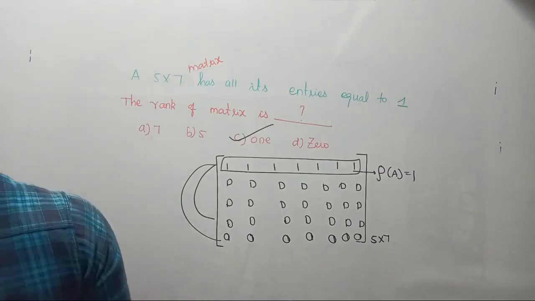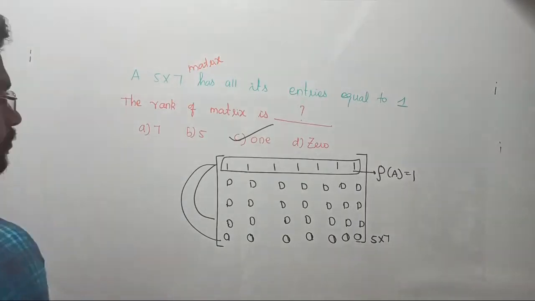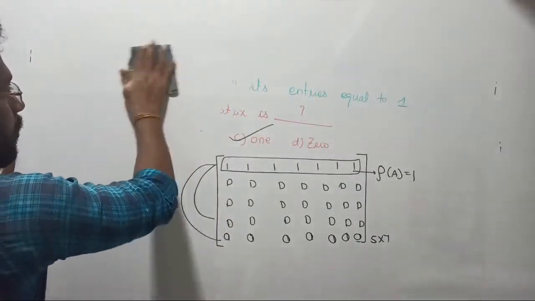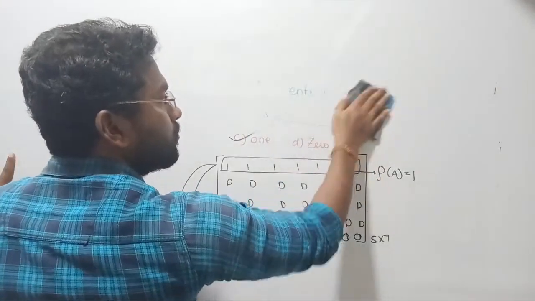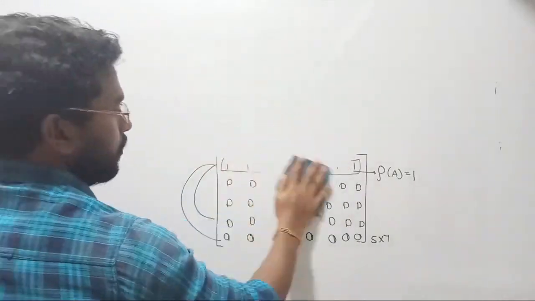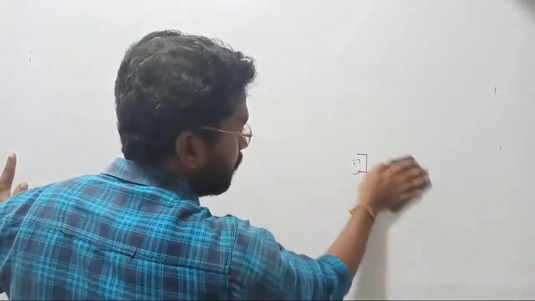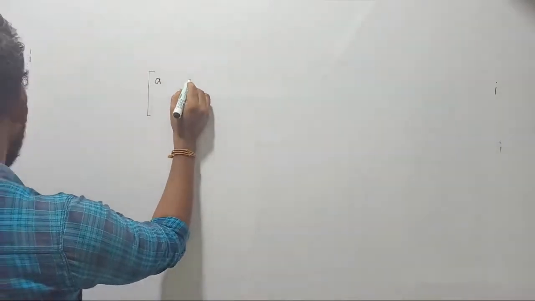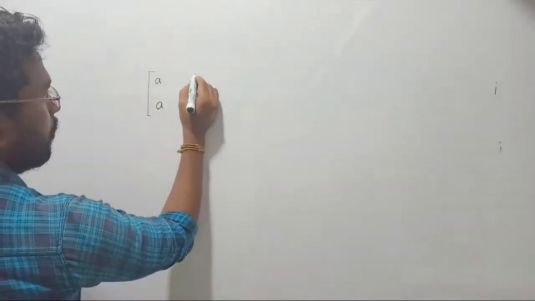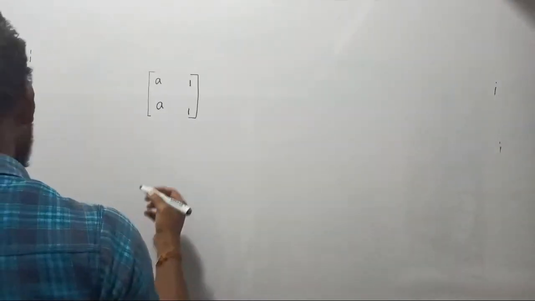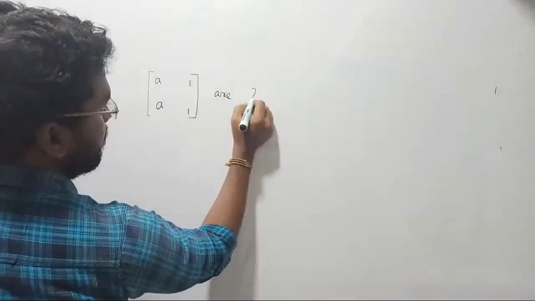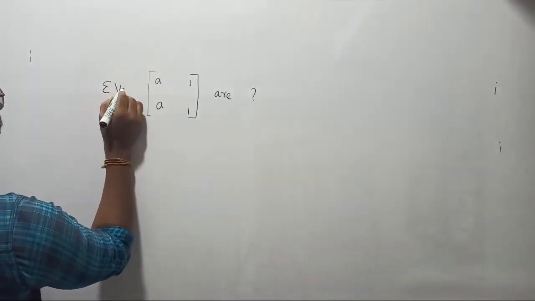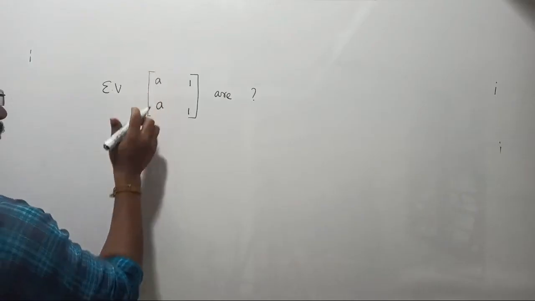The question is, the eigenvalues of the matrix are dash. The given matrix is A1, that is given, right? Can you please find out the eigenvalues? That is the question.